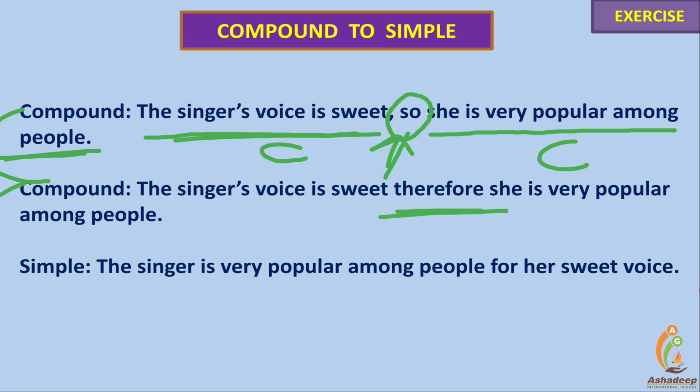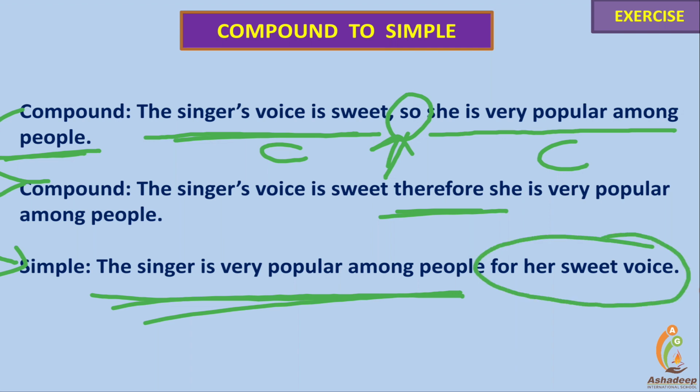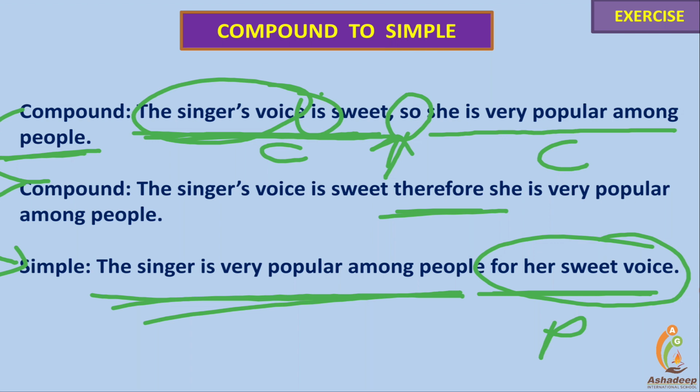How to convert these two types of sentences into a simple one? The singer is very popular among people for her sweet voice. This is the point where you need to apply your mind, friends, to convert into a phrase. The singer's voice is sweet: for her sweet voice. Here it was a subject and a finite verb, but here there is no subject, no finite verb. For her sweet voice, only a noun is applied over here, making it a phrase.